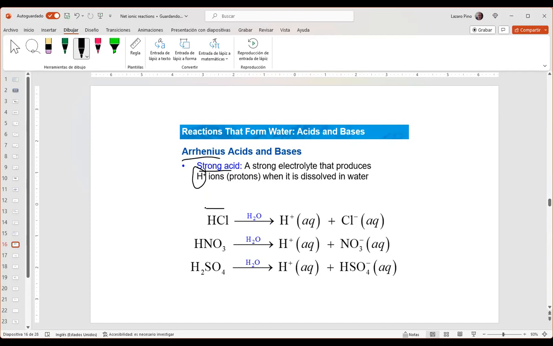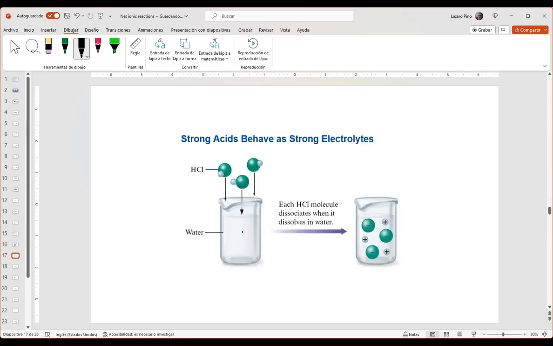Then every time you dissolve an acid and this acid is strong, it produces the hydronium or hydrogen cation. This is the concept of a strong acid. Then we can say that the strong acids behave as strong electrolytes, the same way we have seen with salts at the beginning of this lecture.